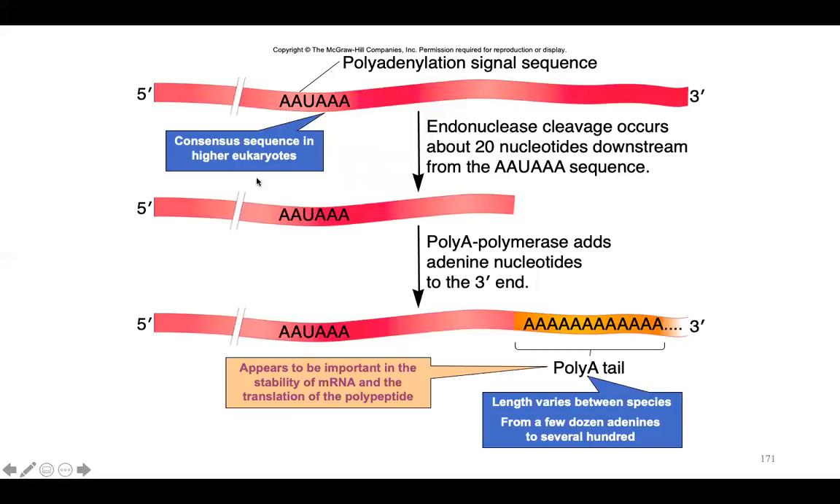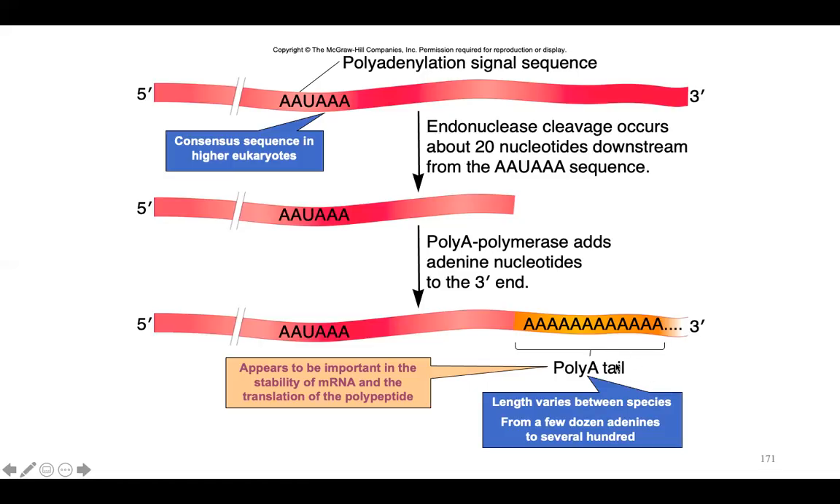There is a consensus sequence in higher eukaryotes once an mRNA is formed. Endonuclease cleavage occurs about 20 nucleotides downstream from this sequence. An endonuclease cleaves a portion of that mRNA, and we have an enzyme called poly-A polymerase, which adds adenine nucleotides to the 3' end. First, an endonuclease cuts when it recognizes this polyadenylation signal sequence. It cuts at the 3' portion, and the poly-A polymerase adds adenine nucleotides to the 3' end, so a lot of adenine nucleotides at the 3' portion.